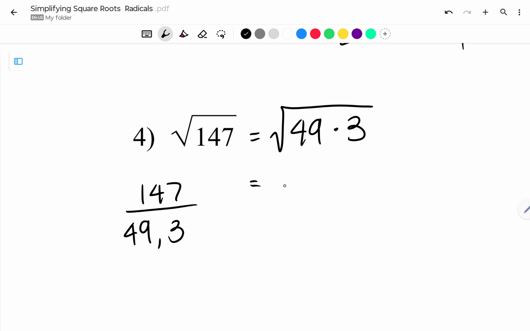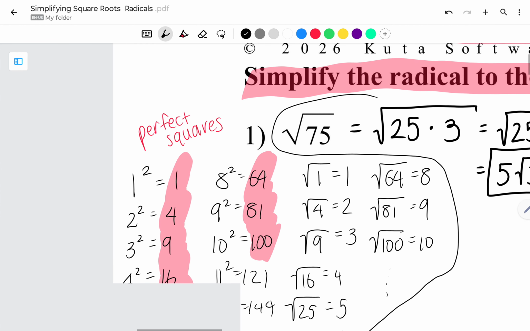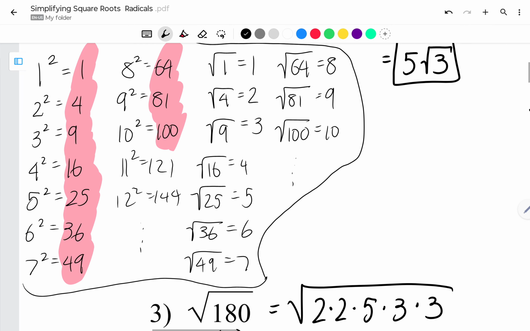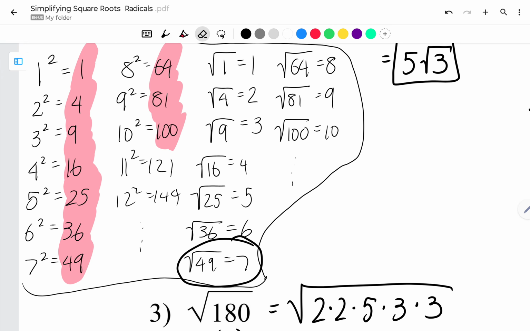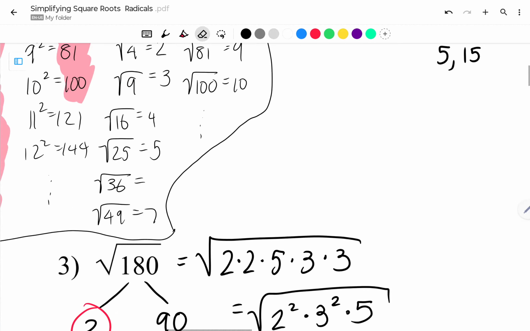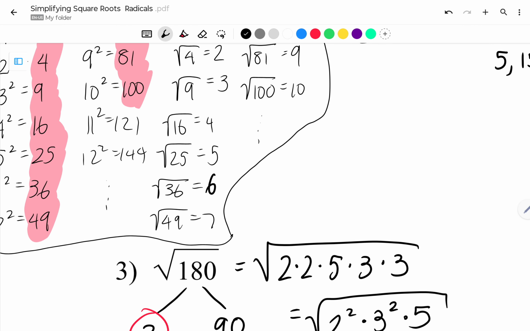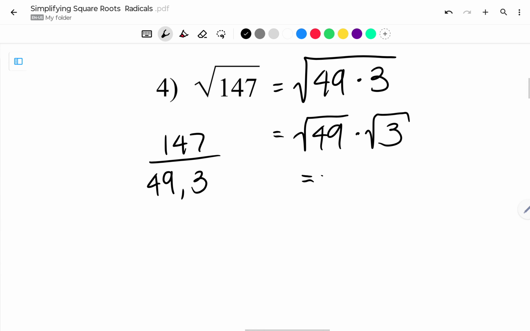Okay. So again, from there, I could just split them up and it'll get us our answer. Because the square root of 49 is 7, right? So I'm going to use that 7 to make sure I get my simplified answer here. So 7 square root 3.